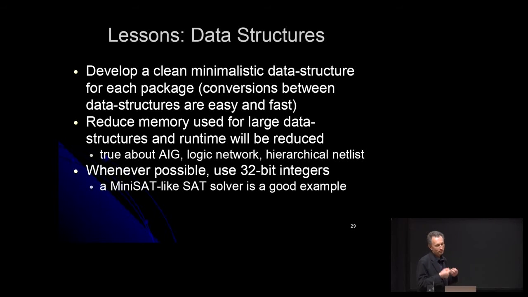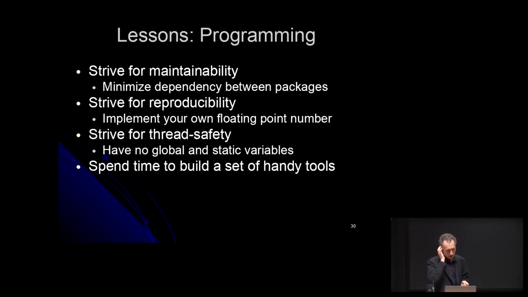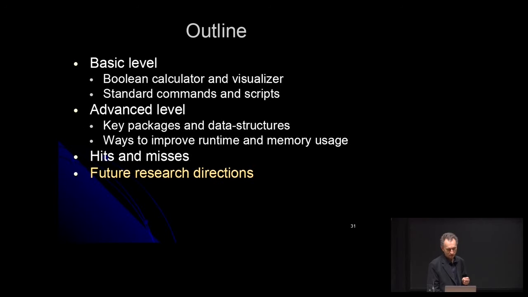For data structures, I always say, please develop a clean, minimalistic data structure for whatever you're doing. It reduces memory footprint, and the more memory footprint is reduced, the more runtime is reduced. This is true about AIGs, logic networks, hierarchical netlists, whatever we're using there. Whenever possible, use 32-bit integers as opposed to pointers. That also helps compress memory footprint. So I strive for maintainability, minimize dependency between packages, strive for reproducibility and thread safety, and try to spend my time working on a good set of APIs from which I can then build more complex applications.